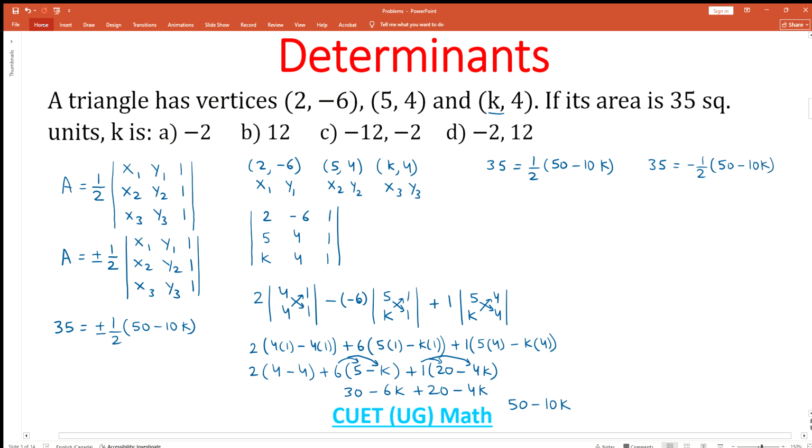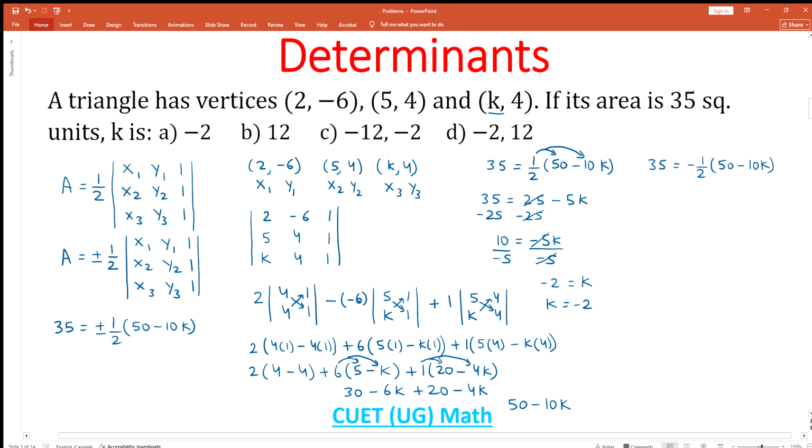Let's start by finding the value of k for the positive case. We should distribute 1 over 2 into the parentheses. Half times 50 is 25 and half times negative 10 is negative 5. We can isolate k on the right side by subtracting 25 from both sides. I get 10 equals negative 5k. Next we can divide both sides by negative 5. I get negative 2 equals k, or k is equal to negative 2.